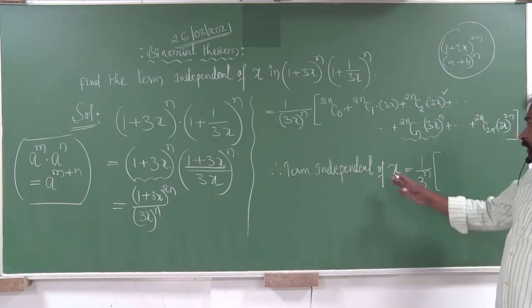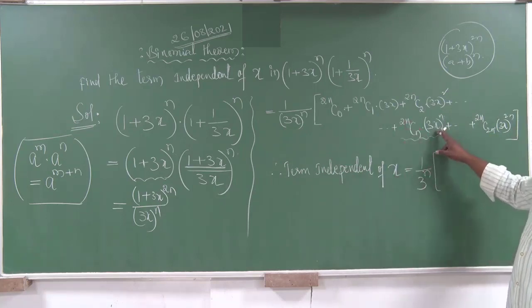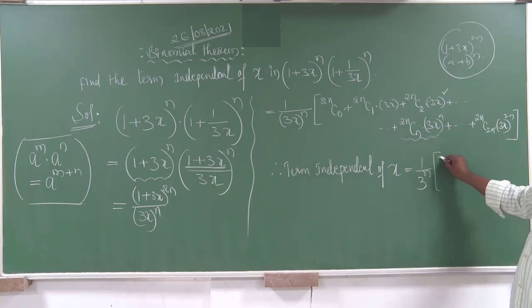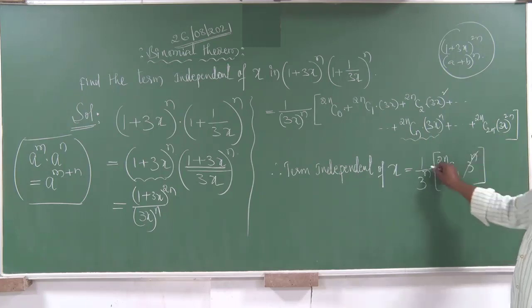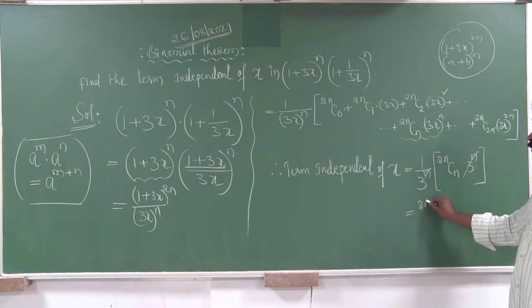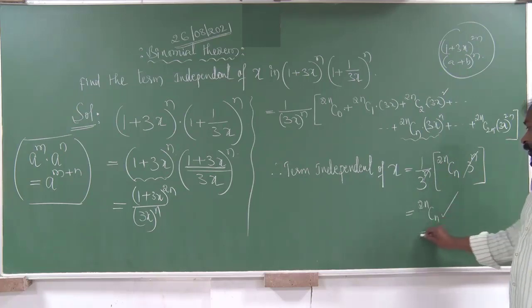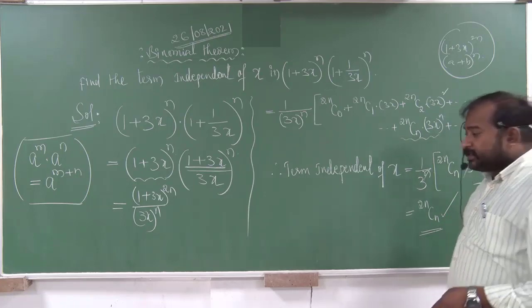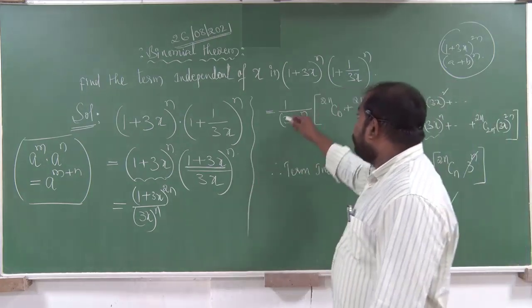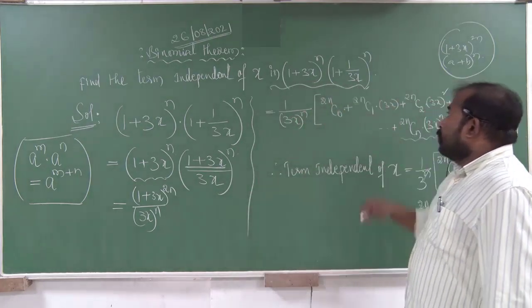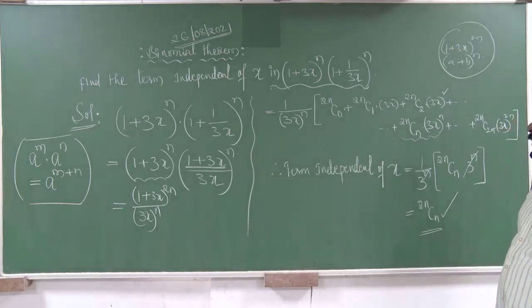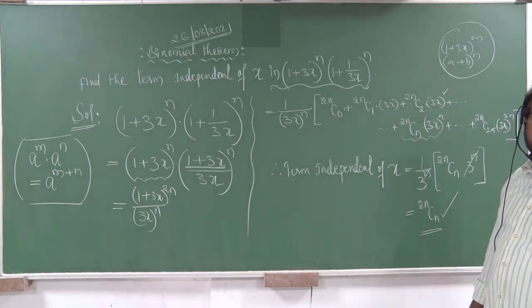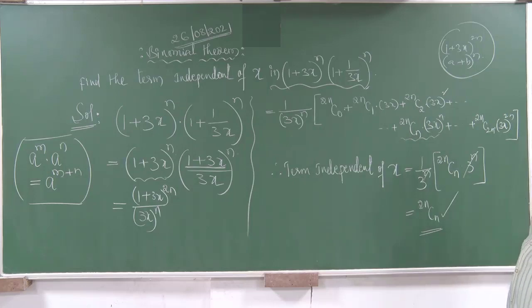Okay, so here the term independent of x means 1 by 3 power n. This x power n and denominator x power n cancel. What you will get? 2n cn into 3 power n. This is the value you will get. Then 3 power n cancels, which equals 2n cn. So this is the term independent of x in the expansion of 1 plus 3x whole power n into 1 plus 1 by 3x whole power n. I hope that this is clear.